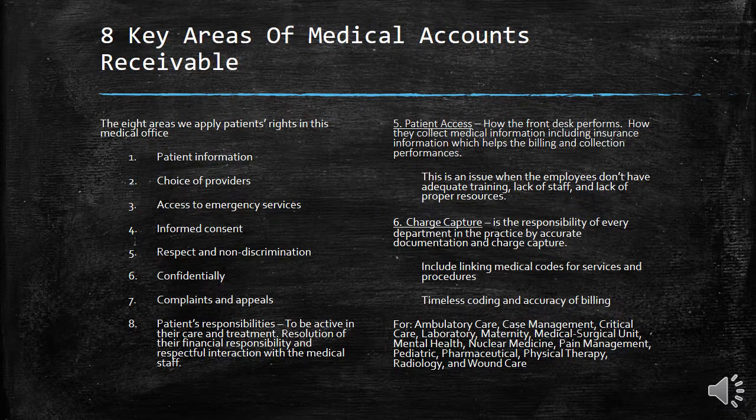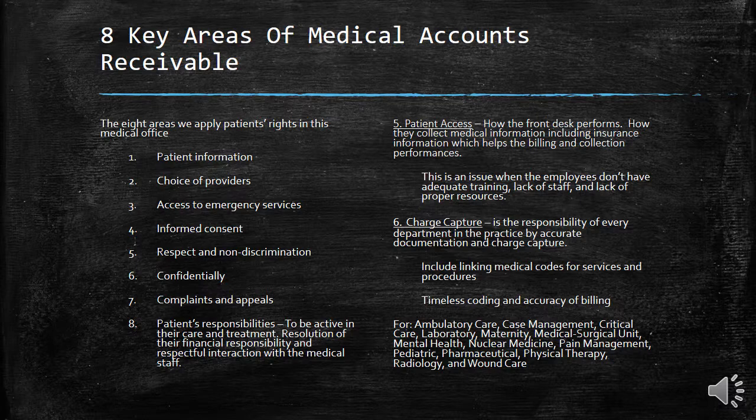The 8 areas where we apply patients' rights in this medical office. Number 1, patient information. Number 2, choice of providers. Number 3, access to emergency services. Number 4, informed consent. Number 5, respect and non-discrimination. Number 6, confidentiality. Number 7, complaints and appeals. Number 8, patients' responsibilities: to be active in their care and treatment, resolution of their financial responsibility, and respectful interaction with the medical staff.